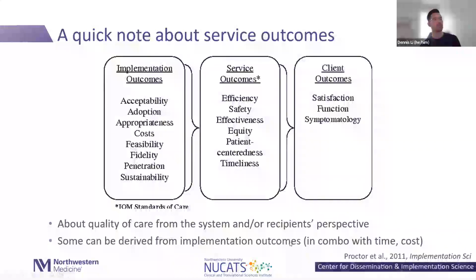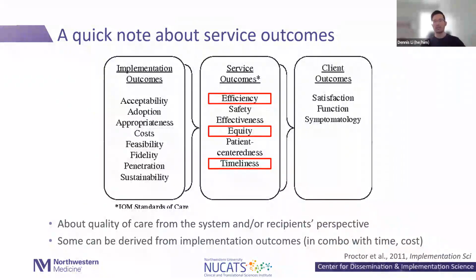And one thing to think about for service outcomes is that some of them can be derived from implementation outcomes in combination with things like time and cost. So for example, efficiency is about how much you're delivering divided by how much it's costing. Equity can be operationalized, and Miriam will talk about this in a bit: who are you reaching and who are you not reaching? And timeliness is about, again, service delivery, but the denominator is time. Are you delivering and turning out your thing in a timely fashion?